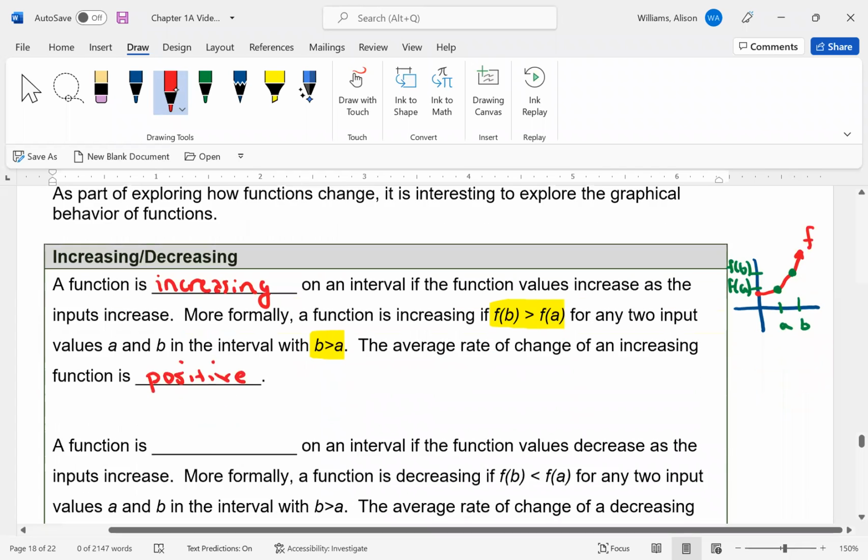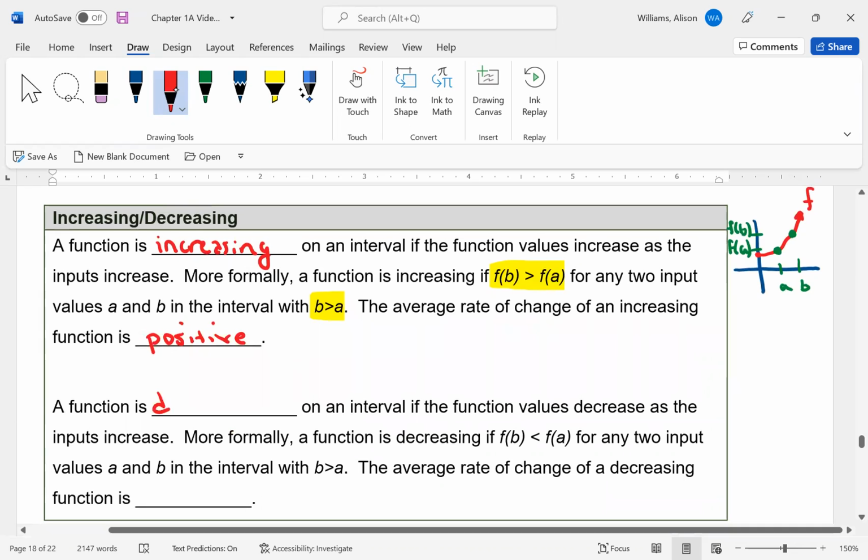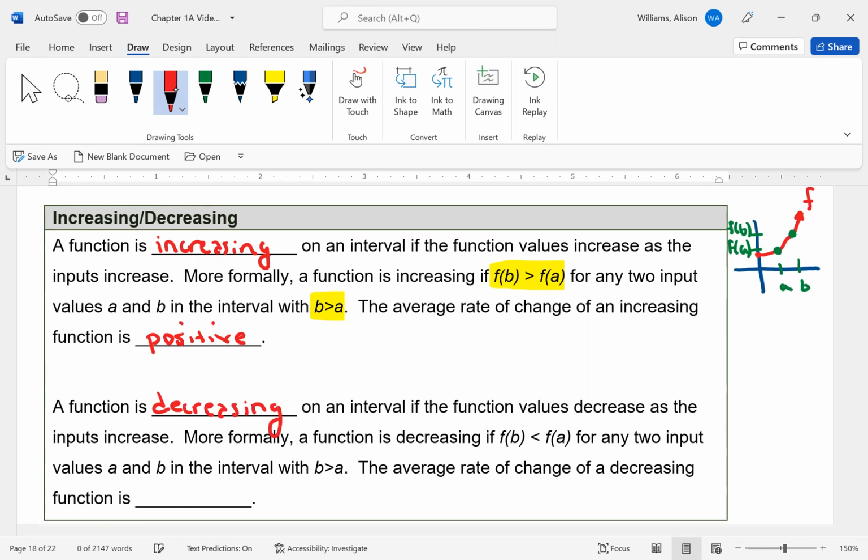Now, decreasing. A function is decreasing on an interval if the function values decrease as the inputs increase. So the inputs are still increasing in value, but the difference is the Y values are not. Let's look at an example of that. We'll do the opposite, kind of an upside down parabola.